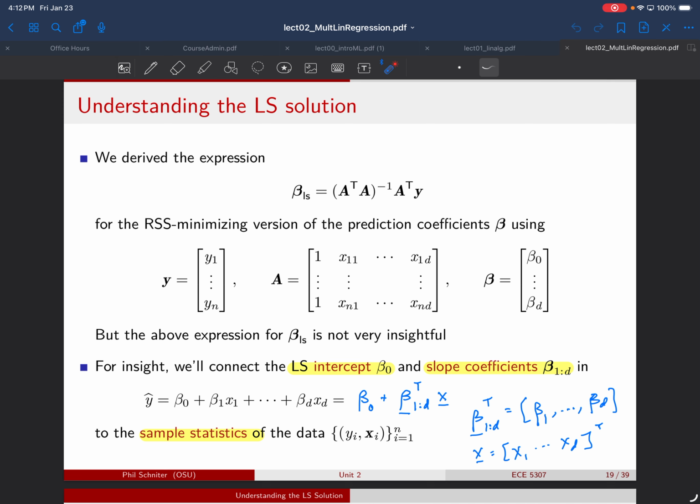that is based on a derivation where we separate the intercept term, the beta 0, from all the other terms, beta 1 through d, which are the slope coefficients. The beta 1 through d vector is just the column vector going from beta 1 through beta d. And this is going to allow us to come up with a new expression that is written in terms of the sample statistics of the data, the training data we're working with.